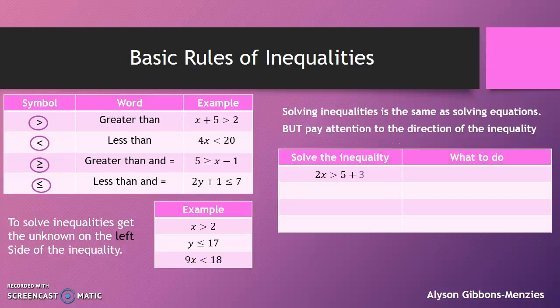Here's an example. 2x is greater than 5 plus 3. So what do we do first? We add the numbers. 5 and 3 is 8. 2x is greater than 8. We then divide both sides of the inequality by 2, and we're left with x is greater than 4. So x can take a value more than 4, but not including 4. So 5, 6, 7, 8, 9, and so on.